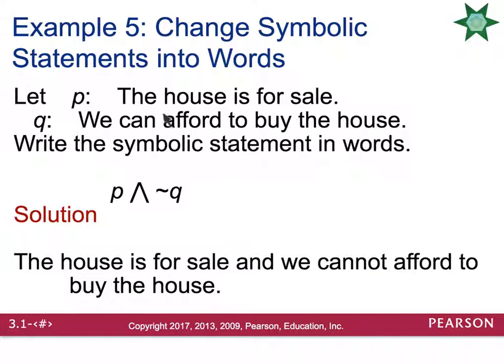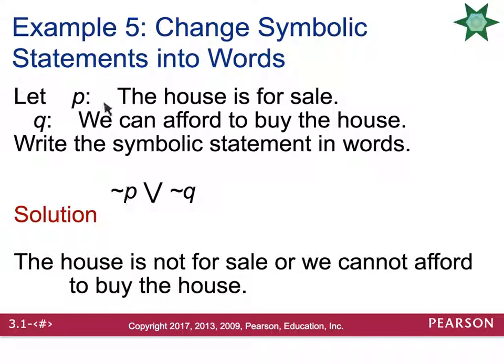Okay, let's look at another example. Let's say P is the house is for sale. Q is we can afford to buy the house. Now, notice these are both affirmative statements. There's no not in them. Okay. So let's say we have this statement, P and negation Q. So let's translate. That means the house is for sale, and now negation Q, we cannot afford to buy the house. So we can write in words as the house is for sale, and, because we have this connector, we cannot afford to buy the house because it's negation Q.